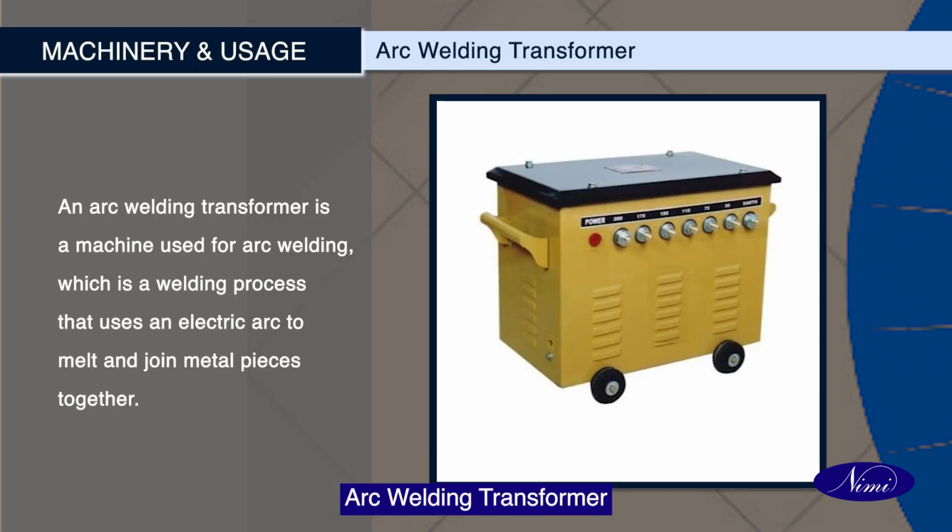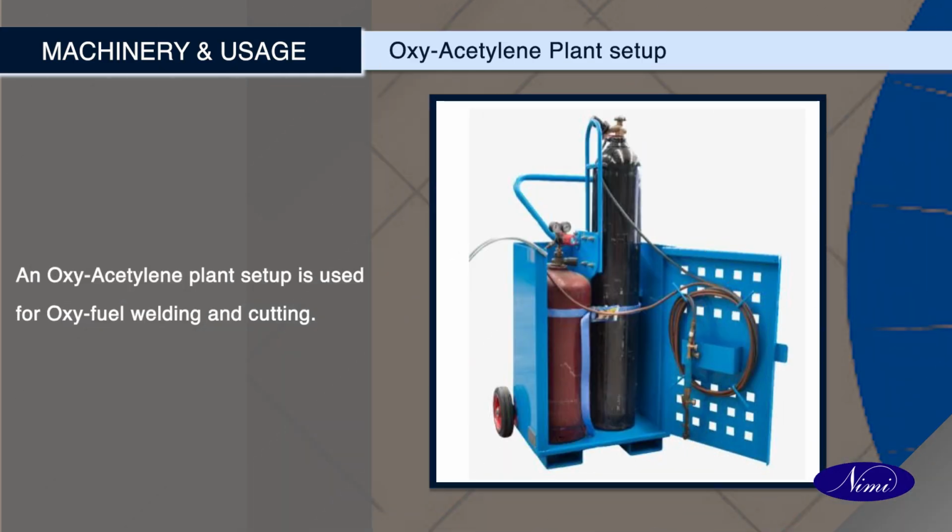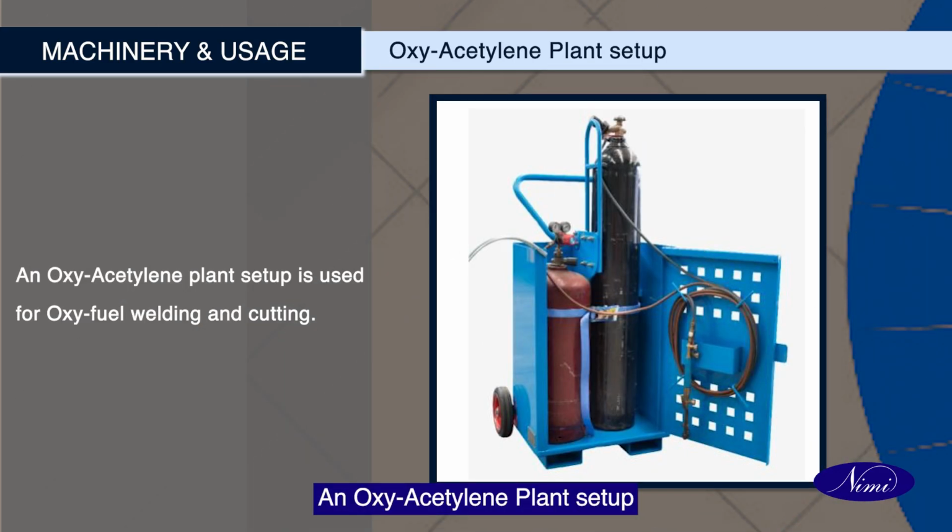Arc welding transformer. An arc welding transformer is a machine used for arc welding, which is a welding process that uses an electric arc to melt and join metal pieces together. Oxyacetylene plant setup. An oxyacetylene plant setup is used for oxy-fuel welding and cutting.